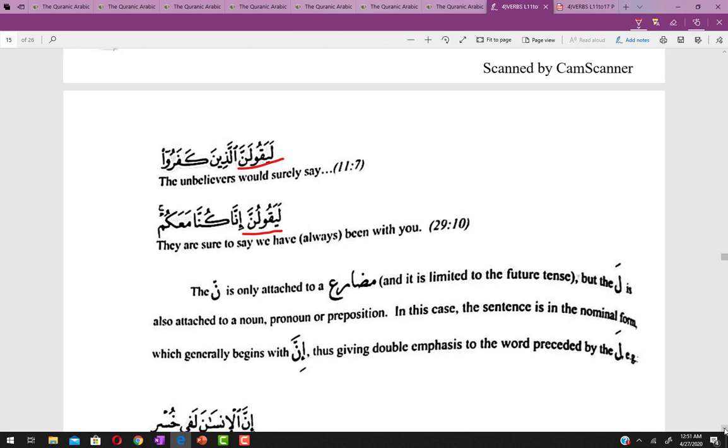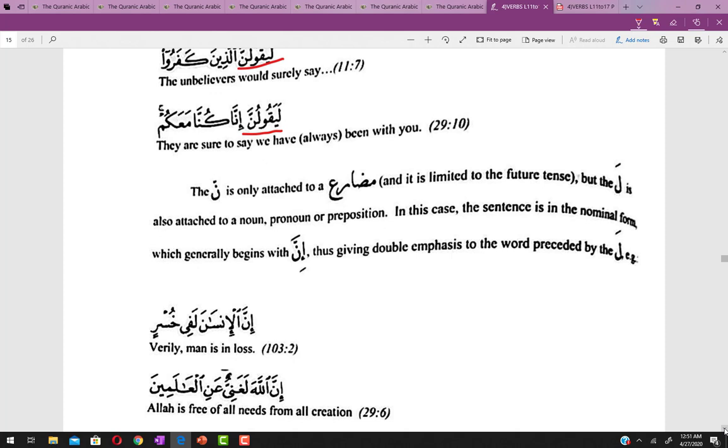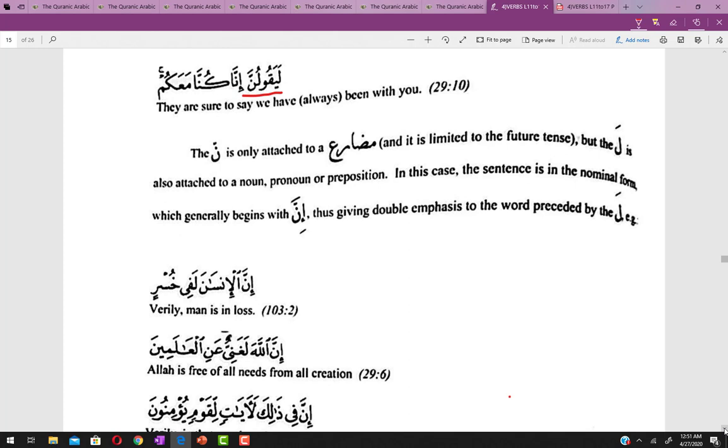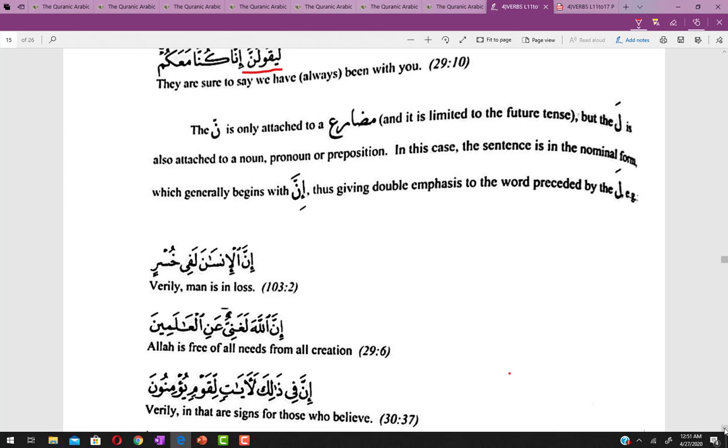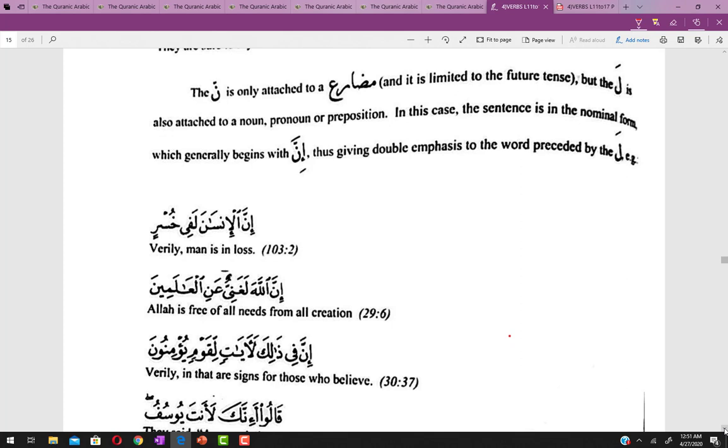But the lam of emphasis, lam al-tawkeed, is also attached to a noun, a pronoun, or a preposition. In this case, the sentence is in the nominal form, jumla ismiya, which generally begins with inna, thus giving double emphasis to the word preceded by the lam. This we have already done, right? The lam tawkeed with the noun, pronoun or preposition. Innal insana lafi khusr. So the word is starting with inna. This is jumla ismiya. And we have lafi, right? So we have lam tawkeed comes with a preposition.